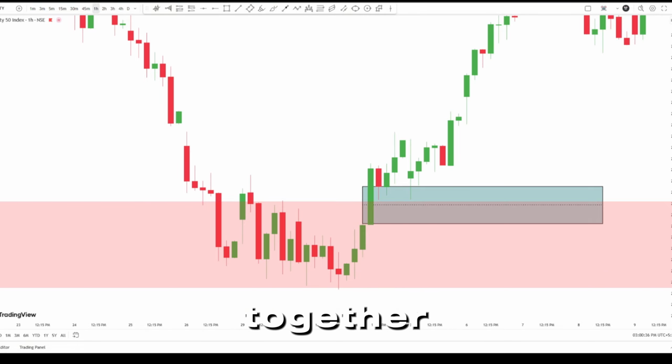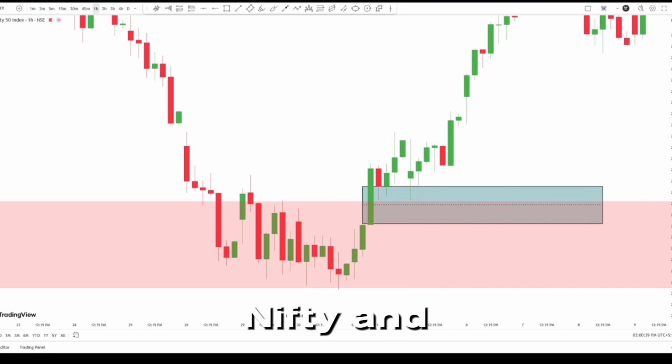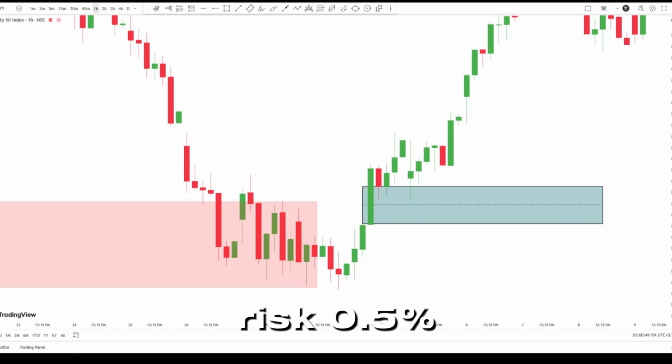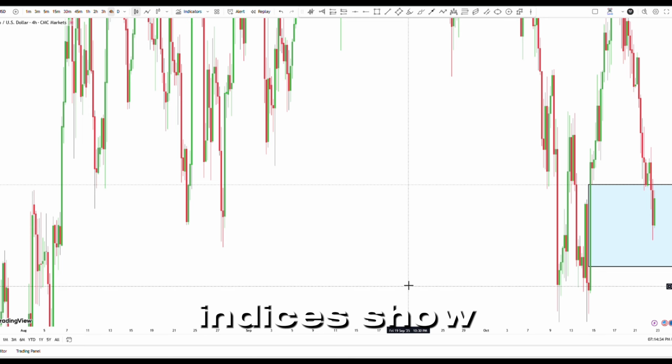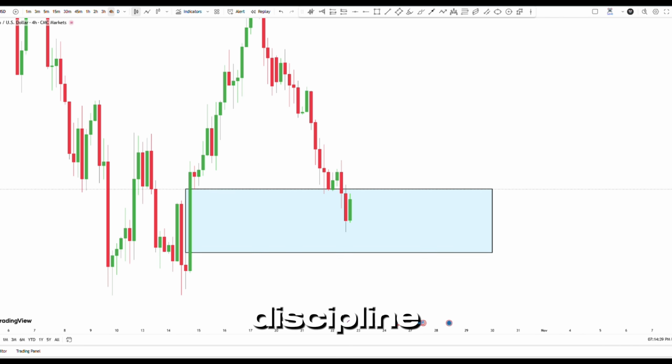Putting it together, start your day at 9 a.m. Mark daily levels on Nifty and Bank Nifty, supports, resistances, voids. On 5-min charts, watch for these setups during 9:30 to 11 a.m. or 2:30 p.m. London Open. Take 1, 2 trades, max, risk 0.5%. Back tests on Indian indices show 20, 30 setups monthly, averaging plus 30 R with discipline.